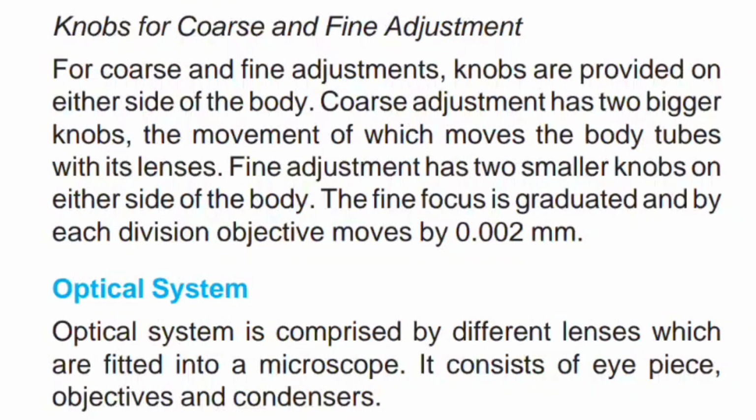Knobs for coarse and fine adjustment. For coarse and fine adjustment, knobs are provided on either side of the body. Coarse adjustment has two bigger knobs, the movement of which moves the body tube with its lenses. Fine adjustment has two smaller knobs on either side of the body. The fine focus is graduated, and by each division, objective moves by 0.002 millimeter.